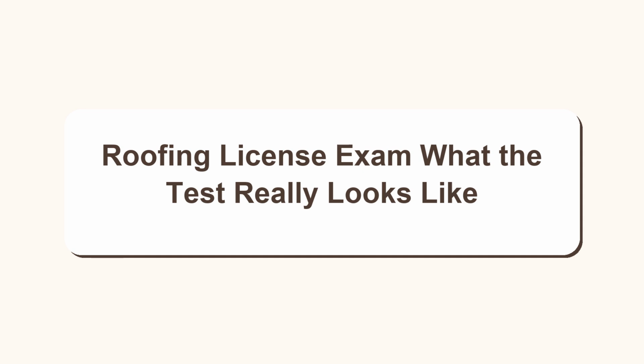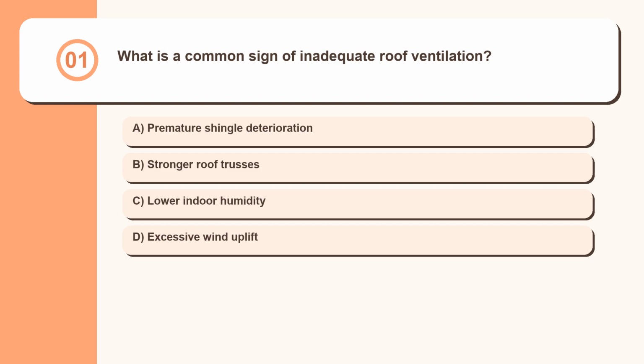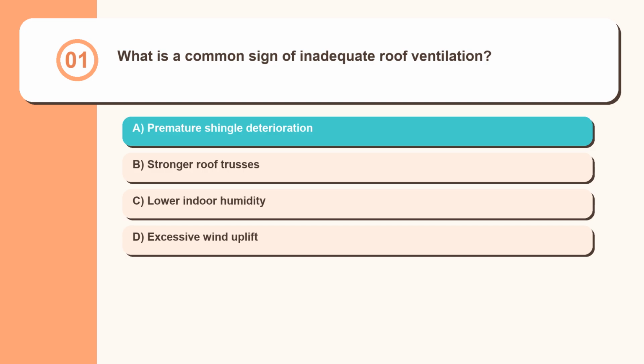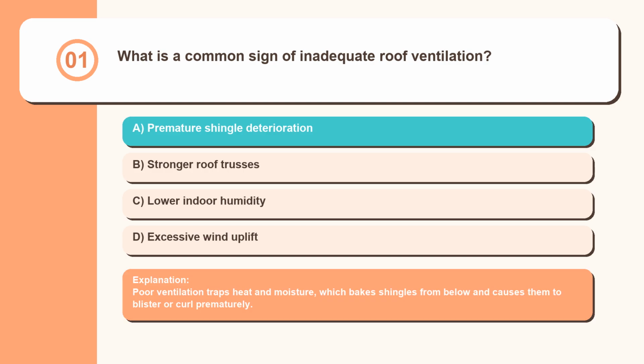Roofing license exam. What the test really looks like. Question 1. What is a common sign of inadequate roof ventilation? Premature shingle deterioration, stronger roof trusses, lower indoor humidity, excessive wind uplift. Poor ventilation traps heat and moisture, which bakes shingles from below and causes them to blister or curl prematurely.